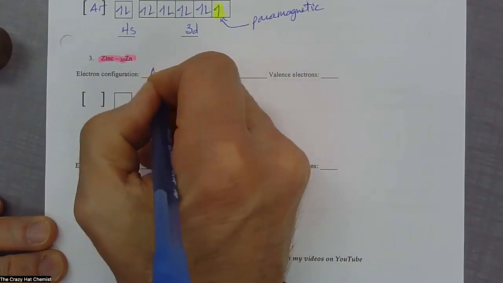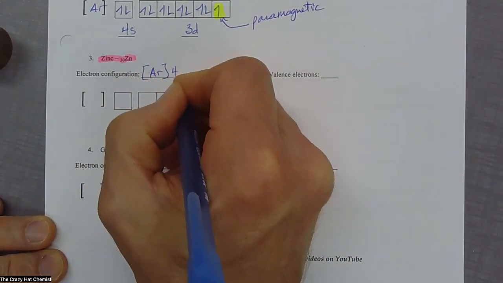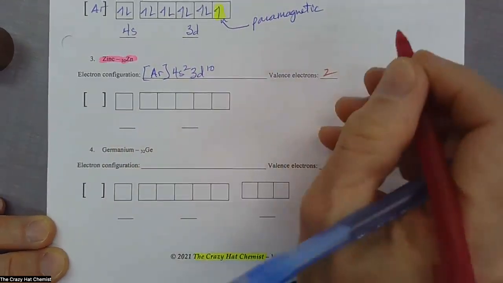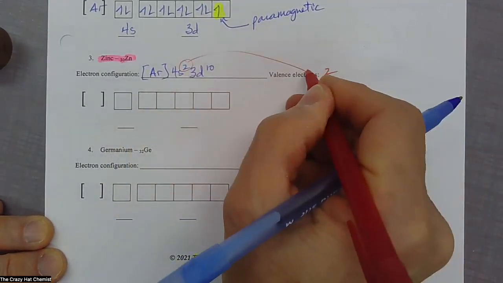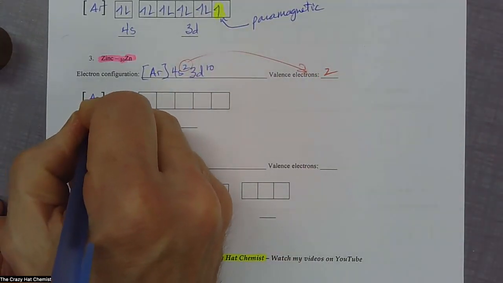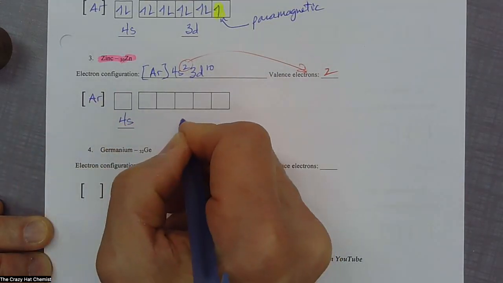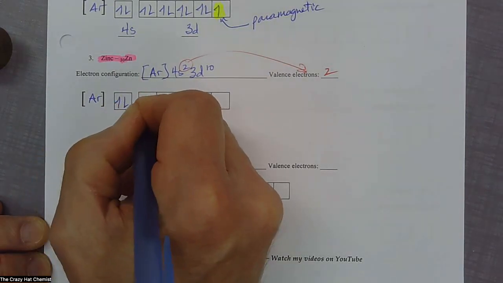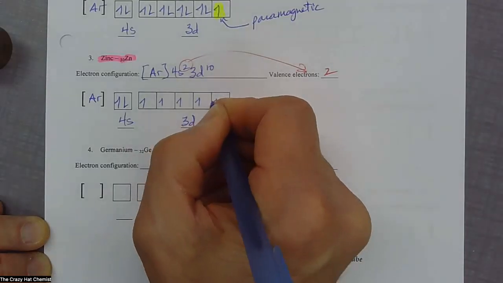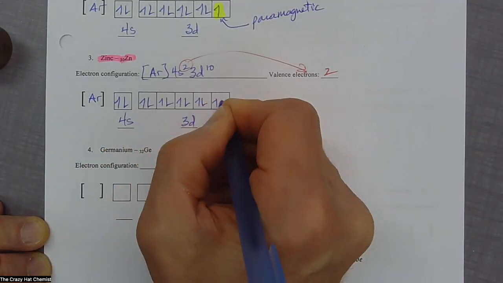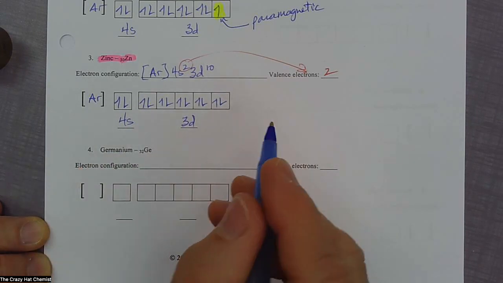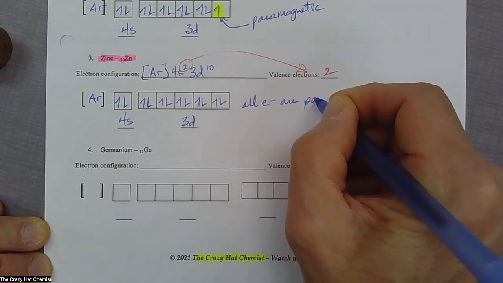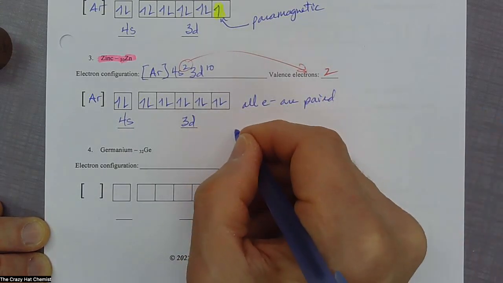Okay, so that's argon in brackets there like that. Then it's a 4s2 and a 3d10. It said that there were 2 valence electrons in this, and those are the 2 valence electrons right there. Okay, this is argon in brackets, and we have a 4s, we have a 3d. Perfect, those are all labeled. This is up, this is down. This is 1, 2, 3, 4, 5, 6, 7, 8, 9, and finally 10. And since all electrons are paired, this is diamagnetic.